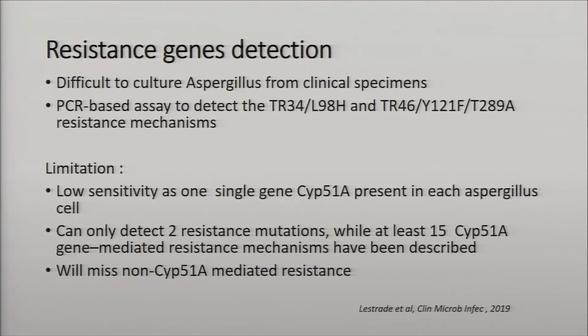Now, if we can't culture it, how do we know that it's a resistant gene? We can't do sensitivity tests if we're not able to culture it. So scientists have developed a test kit, the PCR test kit, that's only to detect the resistant gene in this Aspergillus species, okay? But it's not perfect because it's only able to detect 2 genes out of the many genes that are available that confer the resistance.